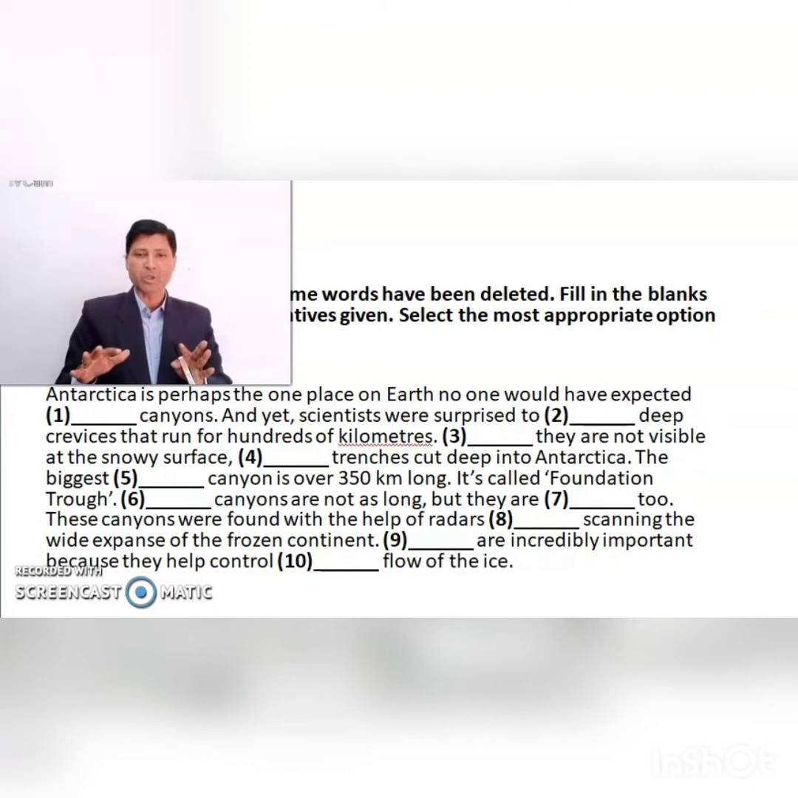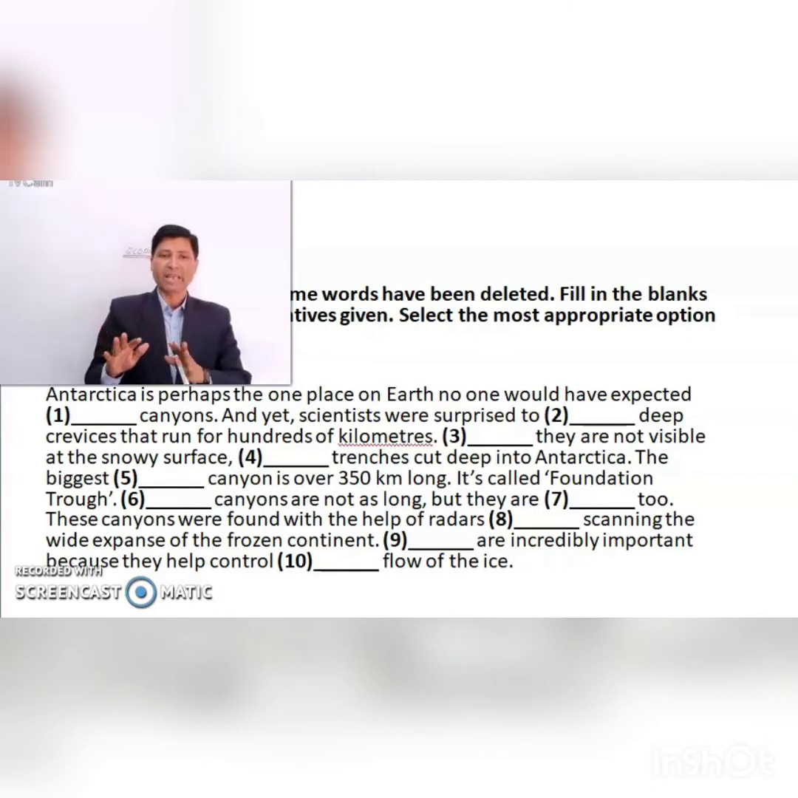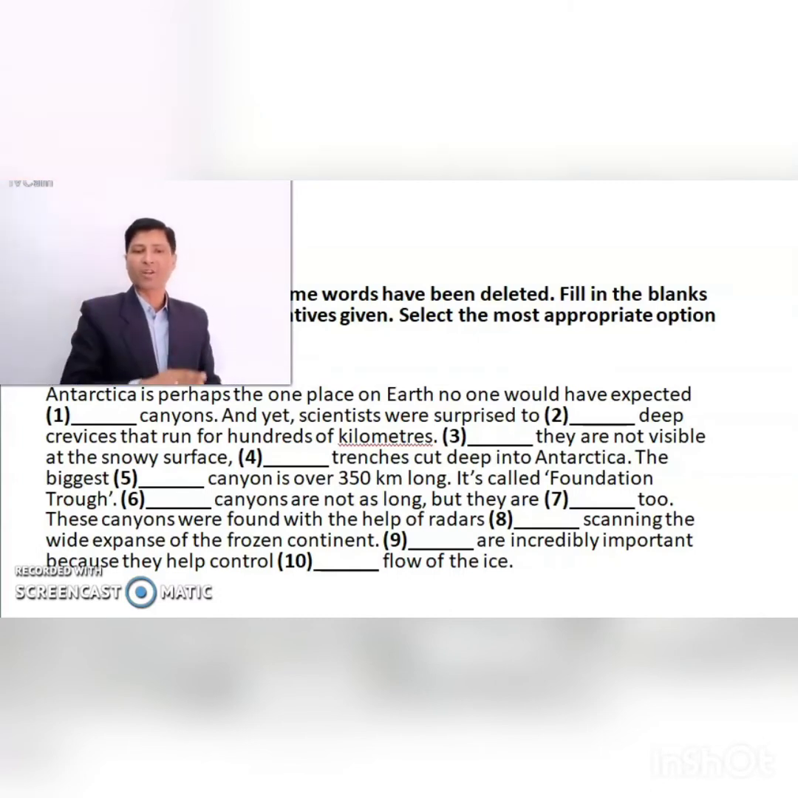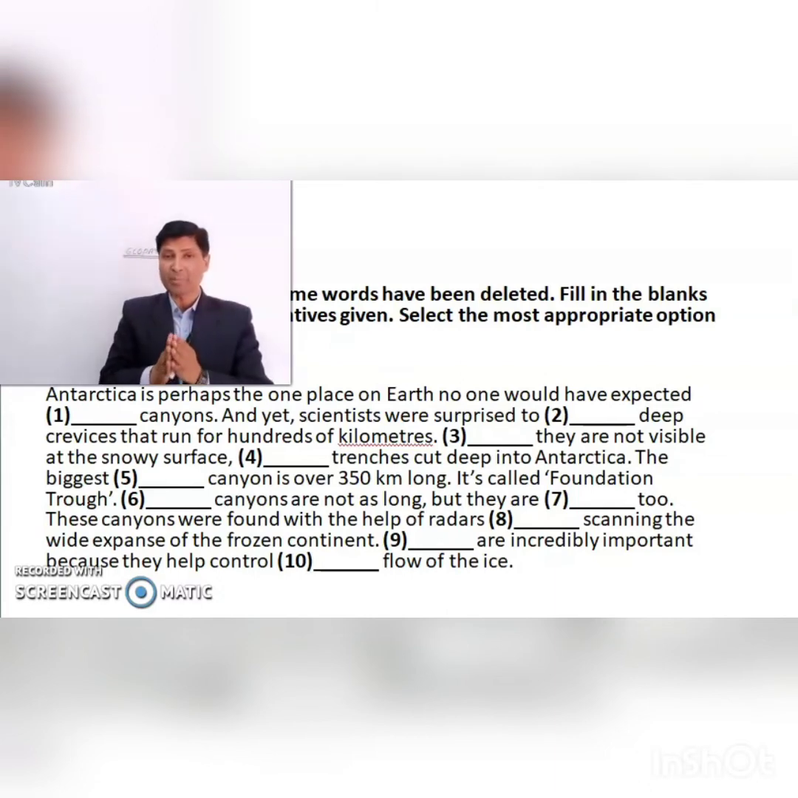So trenches cut deep into Antarctica. The biggest, blank space number 5, canyon is over 350 kilometers long. It is called foundation trough. Canyons, so here also in blank space number 6, canyons is a plural noun. So the word coming before this canyon must be plural itself. So there must be an adjective, because an adjective describes a noun. So because the blank space is being followed by a noun, the word that should come here will be an adjective, and such an adjective that shows plural, not singular.